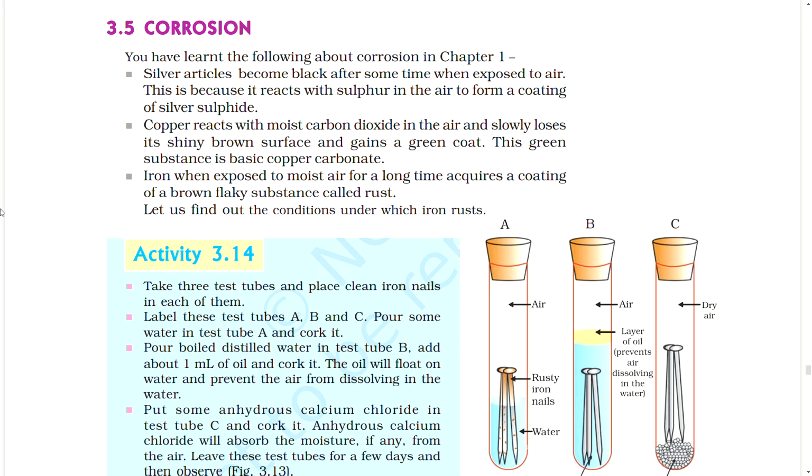Corrosion. You have learned the following about corrosion in chapter 1. Silver articles become black after some time when exposed to air. This is because it reacts with sulfur in the air to form a coating of silver sulfide.